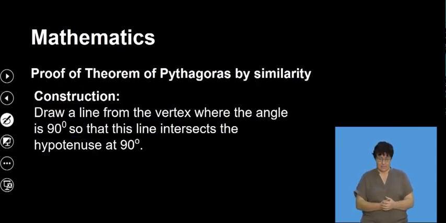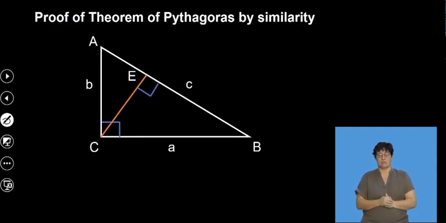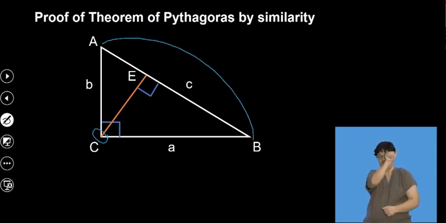Now, to prove this, because this is a formal proof, you start with a construction. And the construction will be to draw a line from the vertex where the 90 degrees is, so that this line intersects with the hypotenuse at 90 degrees as well. So there must be a perpendicular relationship between the line that you are constructing. Now, this will look like this, right? So you draw from vertex C to the line AB such that it is perpendicular to that line, right?